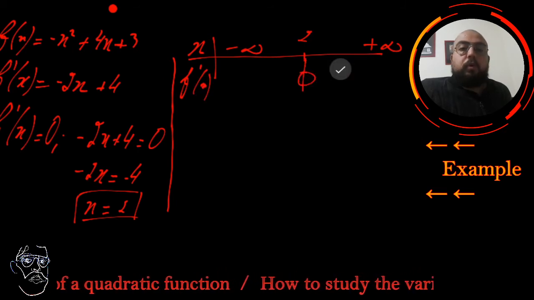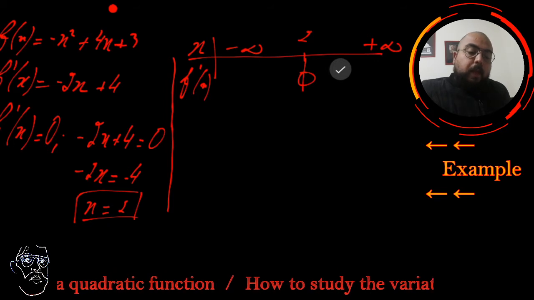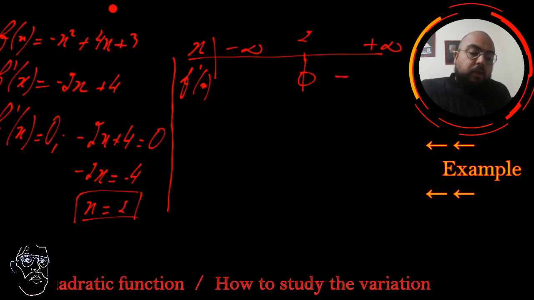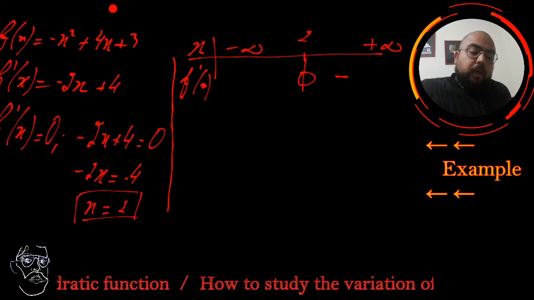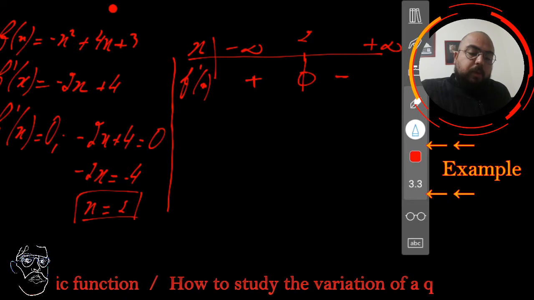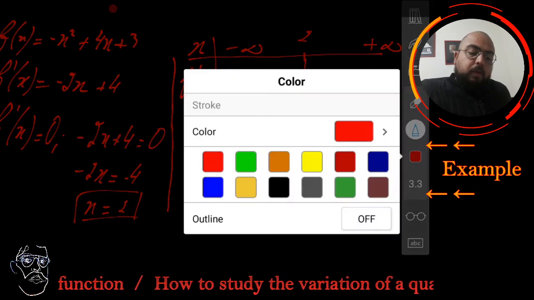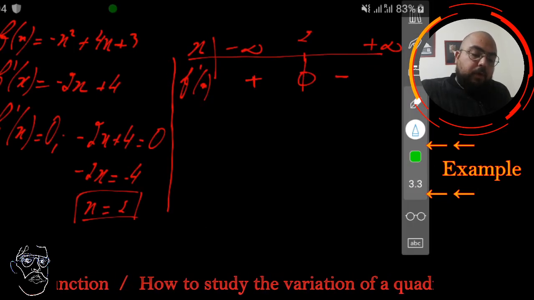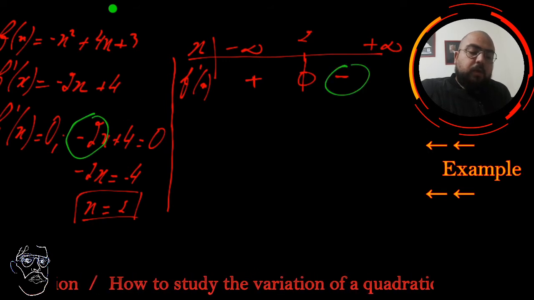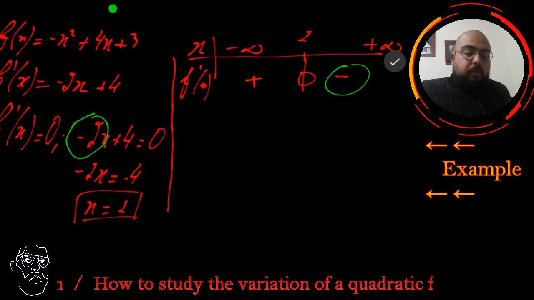So your f prime of x will be 0 for x equal to 2, and then it will be negative on the right side since you have the coefficient negative, and positive on the left side. So I'm going to repeat once again. You will have to check the coefficient. It's minus 2x, so it's minus 2. That's why I was able to choose negative on the right side.